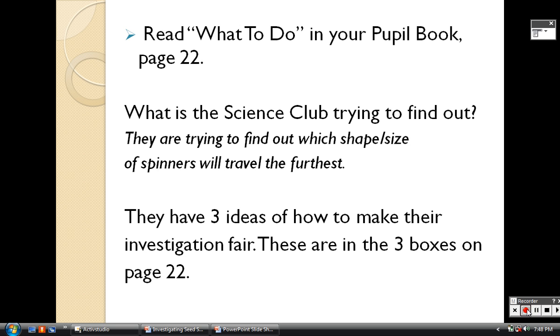So, what is the science club trying to find out? They're trying to find out which shape or size of the spinners will travel the furthest. And they have 3 ideas of how to make their investigation fair. These 3 ideas are in the boxes on page 22.